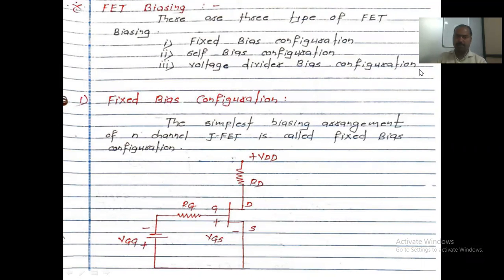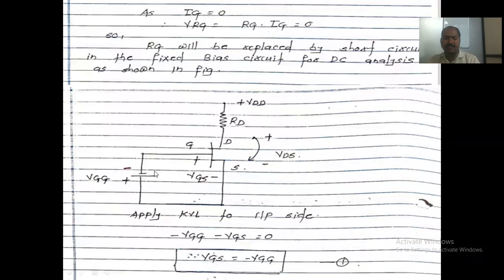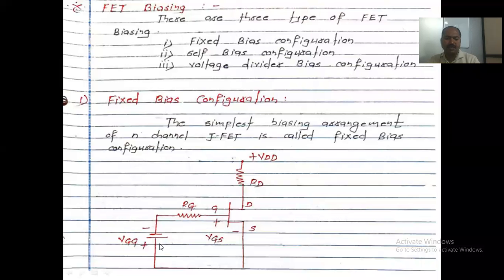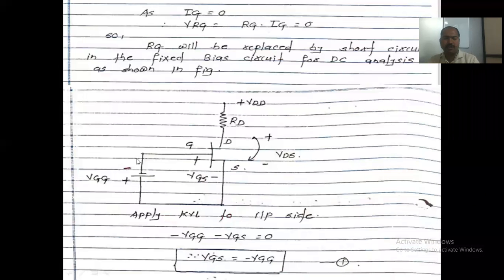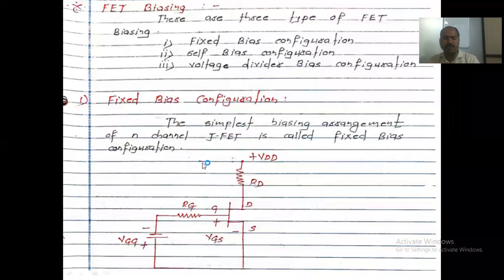Now let us see the fixed bias configuration first. In fixed bias configuration, we apply a fixed voltage, VGG, through the device. But here we consider IG, the gate current, to be 0. Since the gate current is 0, we don't need the RG with this VGG. So we consider the diagram like this, with only the VGG showing the voltage applied to this configuration.